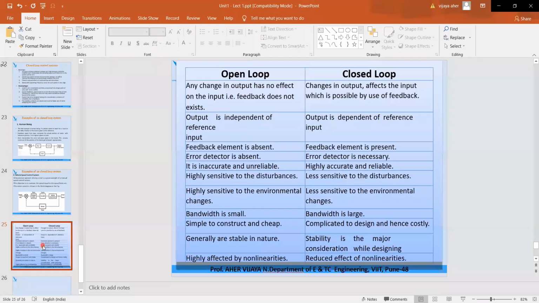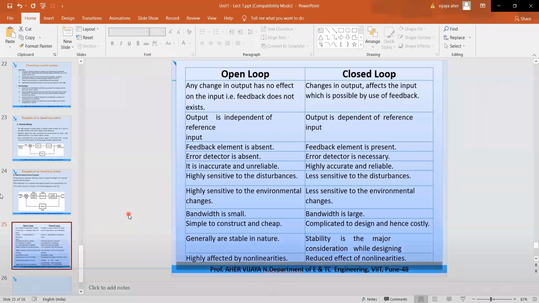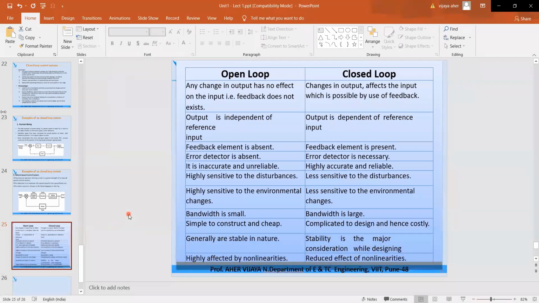Now just compare the two systems, open loop and closed loop control system. Students, for your reference, a question may be asked based on this: compare open loop control system and closed loop control system. So along with the block diagram, you are going to write all this comparison. Very first, any change in output has no effect on the input, that is, feedback does not exist in an open loop control system. Feedback exists in a closed loop control system, so changes in output affect the input, which is possible by the use of feedback.